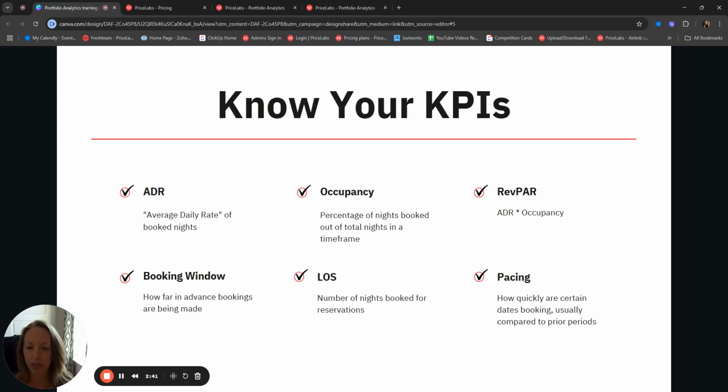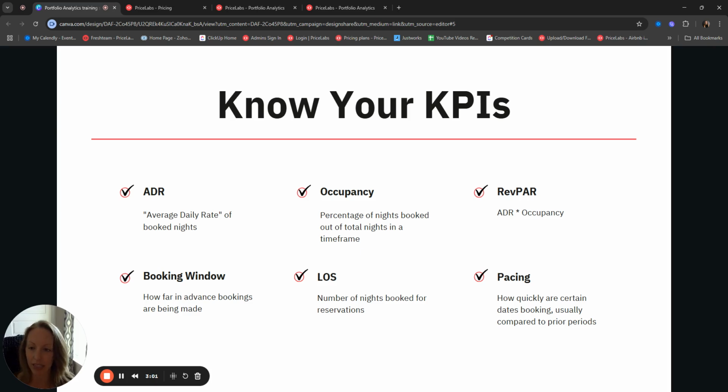Occupancy. Occupancy is the percentage of nights booked out of total nights in a given time. That's probably pretty straightforward, right? So if you have 10 days booked out of 100 days, that is a 10% occupancy.